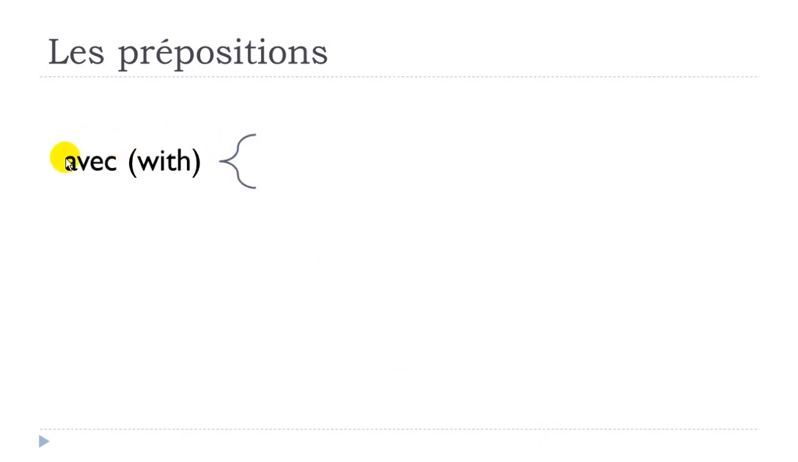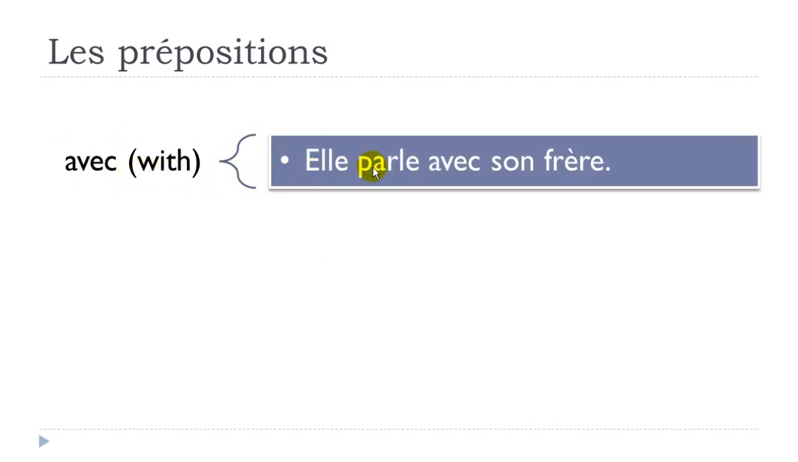Avec, so the classic one, means with. Elle parle avec son frère. Parler is to talk. Son frère, her brother. Elle parle, she talks, avec, with her brother, son frère. Elle parle avec son frère.